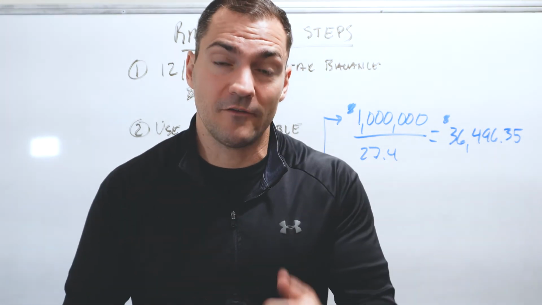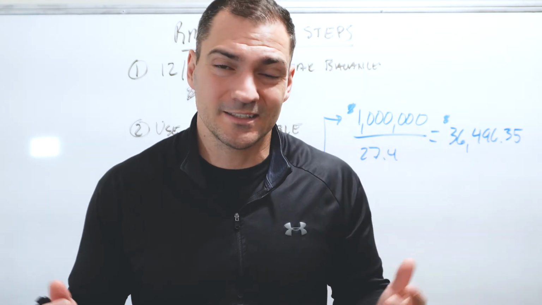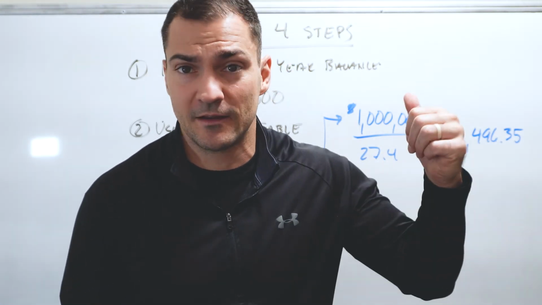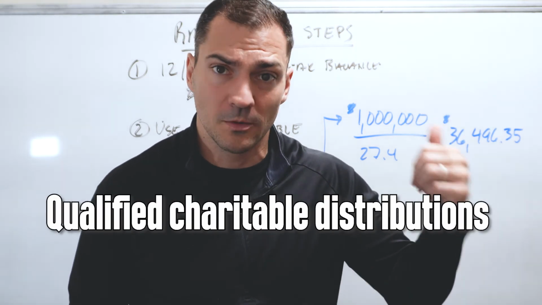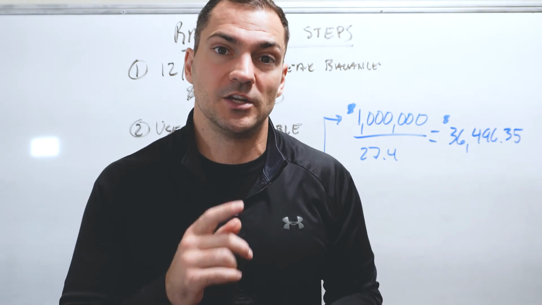When you hit that age, if you have tax deferred dollars, there's no way to avoid this. There are some tricks, like you can use a qualified charitable distribution. Check out a video here if you want to learn more about qualified charitable distributions, but there's no way to avoid taking distributions out of your IRA when you meet a certain age.